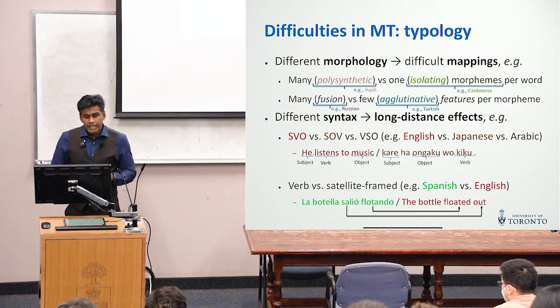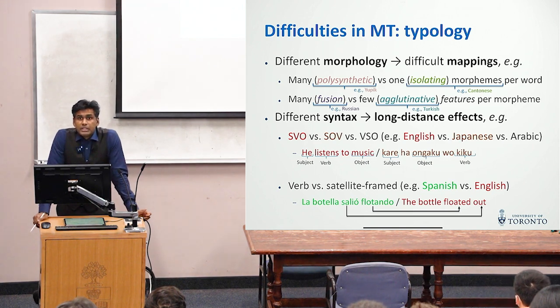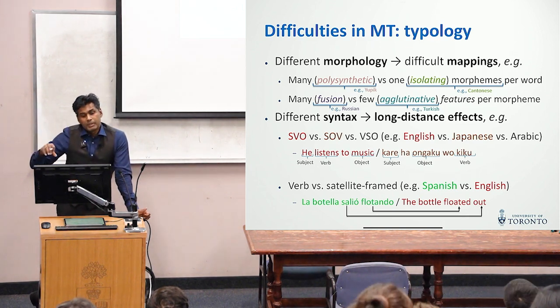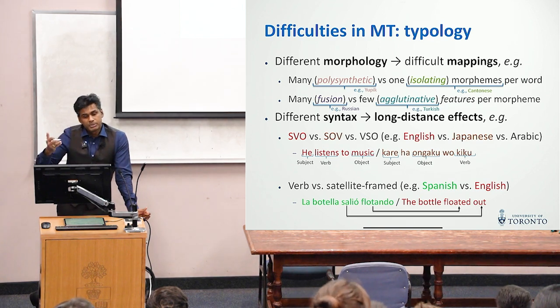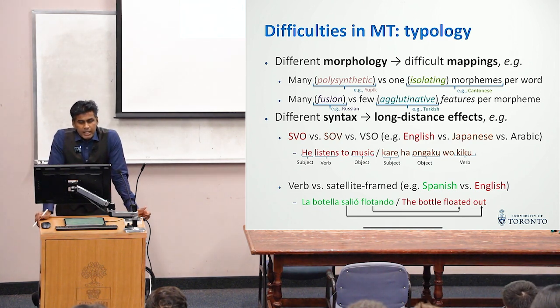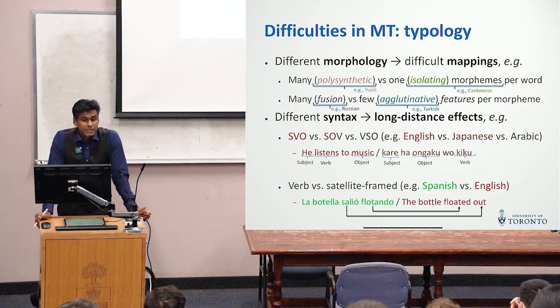We also have the syntactic caveats. In English, we're used to the sentence order of subject, verb, and object, like he listens to music, where he is the subject, listens is the verb, and music is the object being listened to. But that may not hold across different languages. For example, Japanese is subject, object, verb, where the object comes before the verb, and Arabic is verb, subject, object.